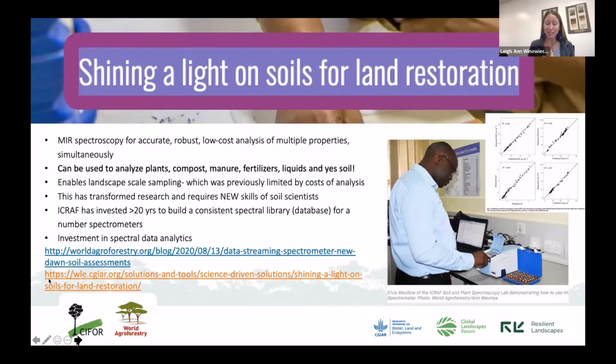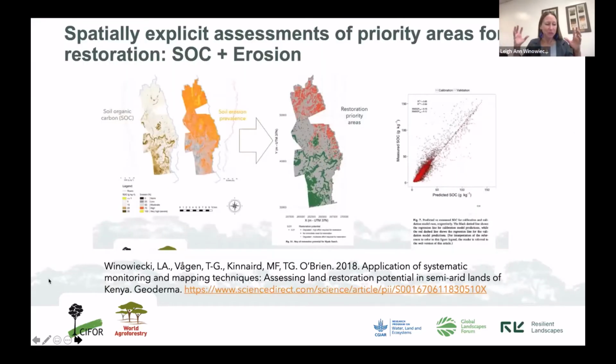While ICRAF is leading in this, it's because we've invested over 20 years to build a consistent global spectral library. And that also means that soil scientists need to have new skills of data analytics and handling spectra. Now we have this massive data set, and this allows us to build models to produce spatial maps of high quality.